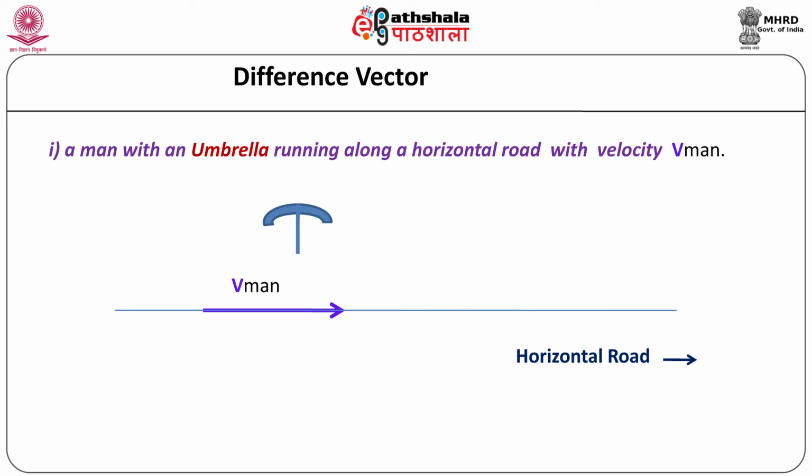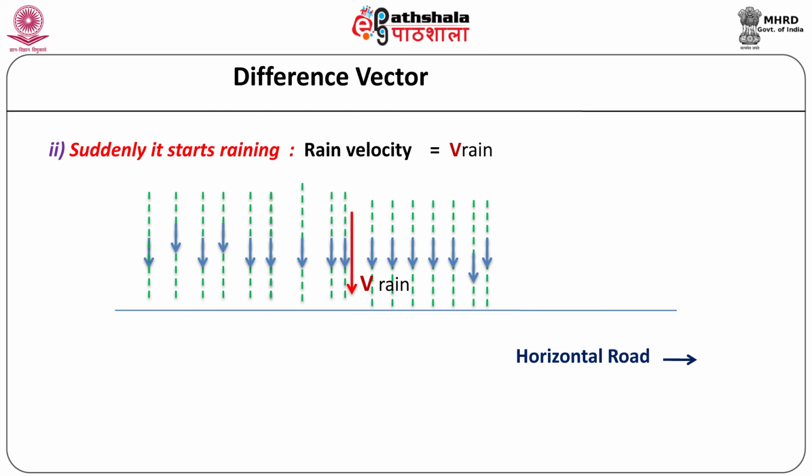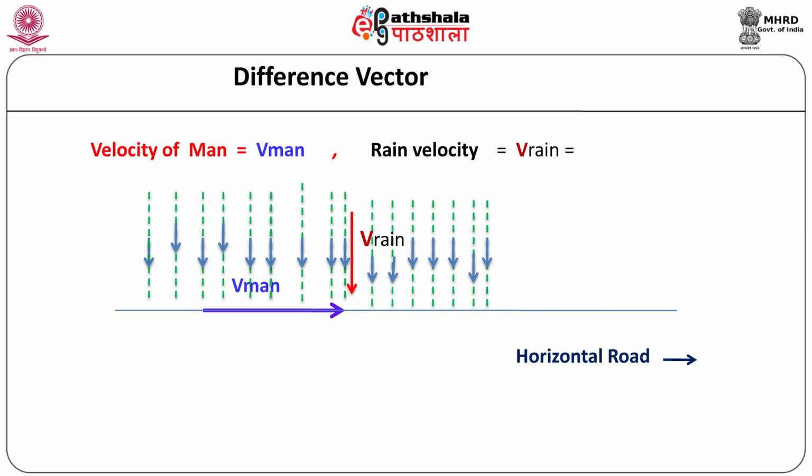Let us see how. Let V man be the velocity of man with an umbrella running along a horizontal road with velocity V man. Let us suppose that suddenly it starts raining vertically down. Let V rain be the rain velocity. Thus, here two velocities, that of rain and man, are present simultaneously.